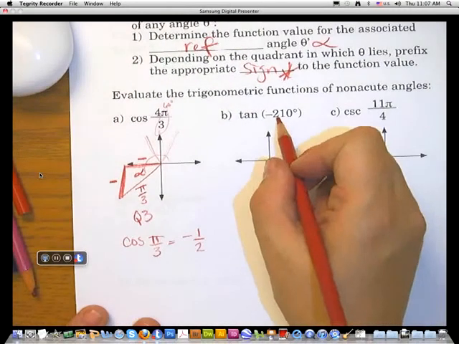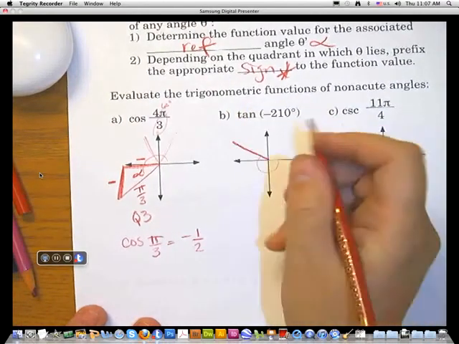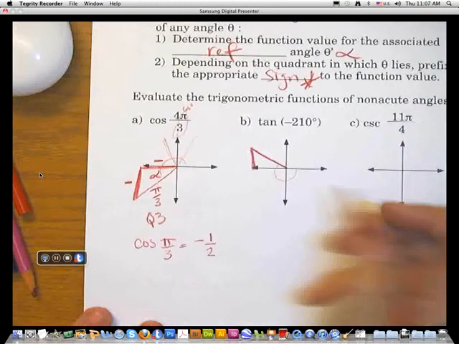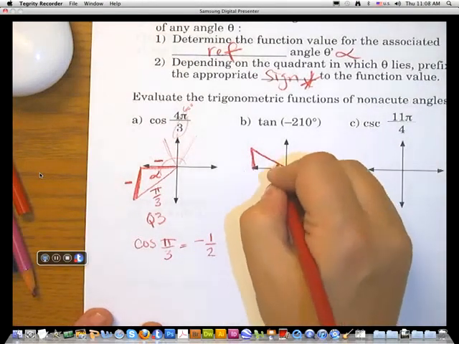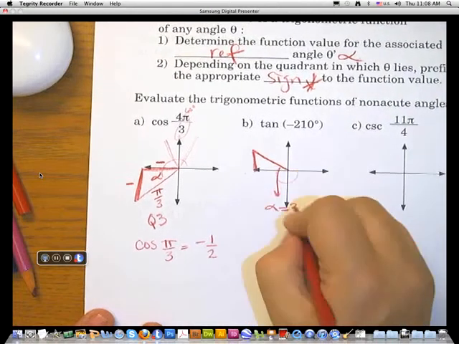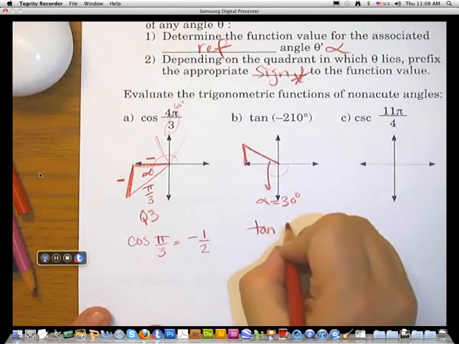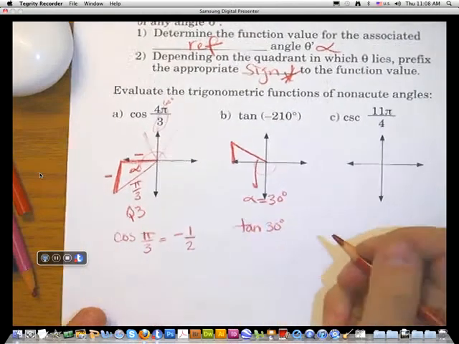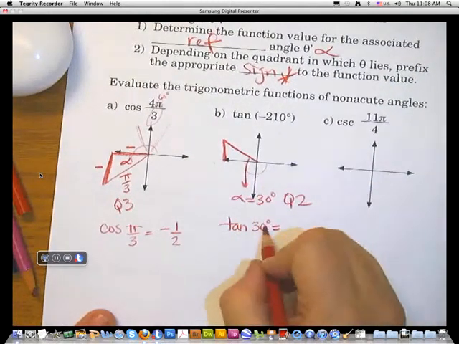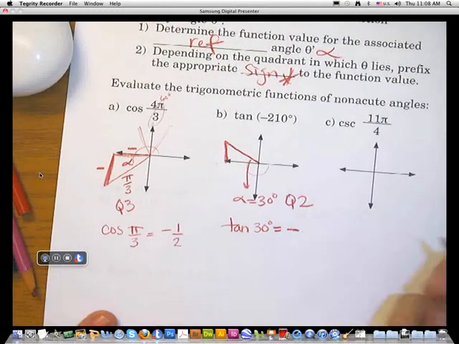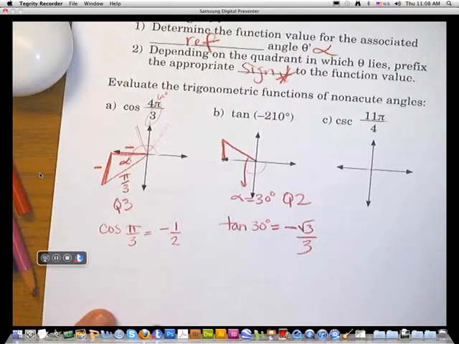Okay, negative 210. Negative 210 is about there. So 210 minus 180 means that the reference is 30 degrees. If I want tangent of 30 degrees, I'm in quadrant 2. Tangent 30 in quadrant 2 is negative, and again, these are values you should already know, root 3 over 3.